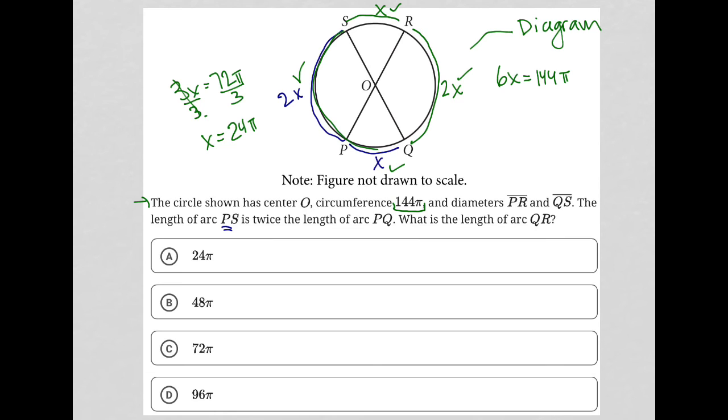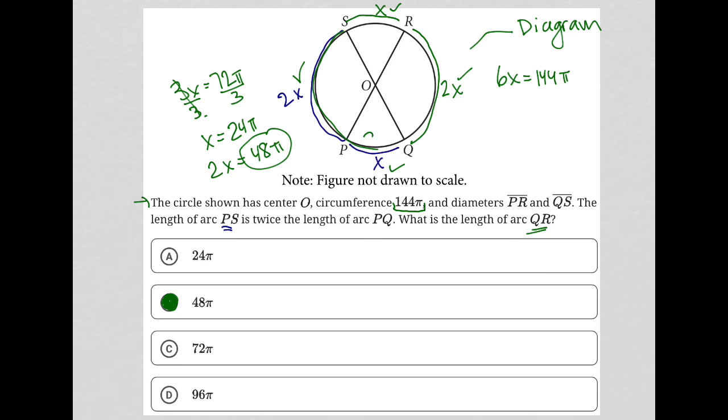Now, the question wanted to know arc QR. QR is 2x, which means it should be 48 pi. So my answer is 48 pi. So be careful about choosing 24 pi because 24 pi is something that we get in this question. It's just not what the question is actually asking for. And hopefully that makes sense, right?